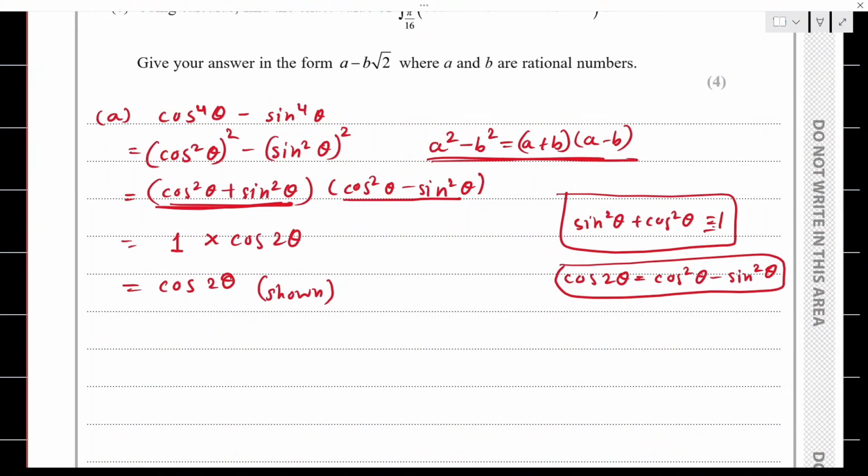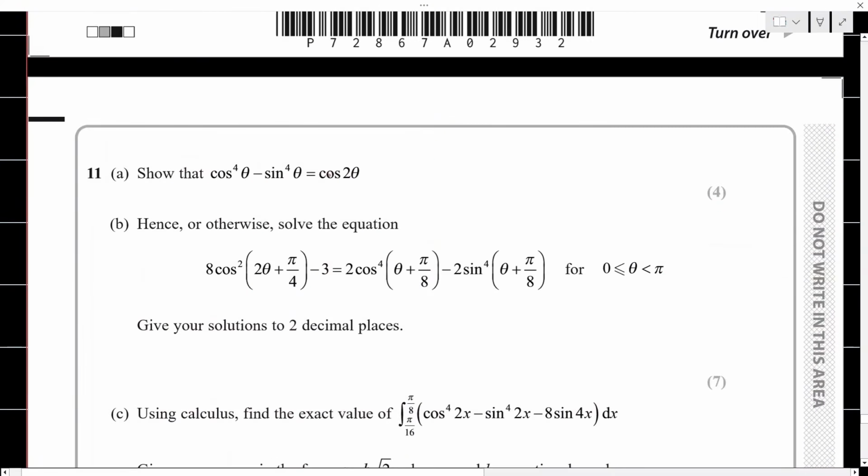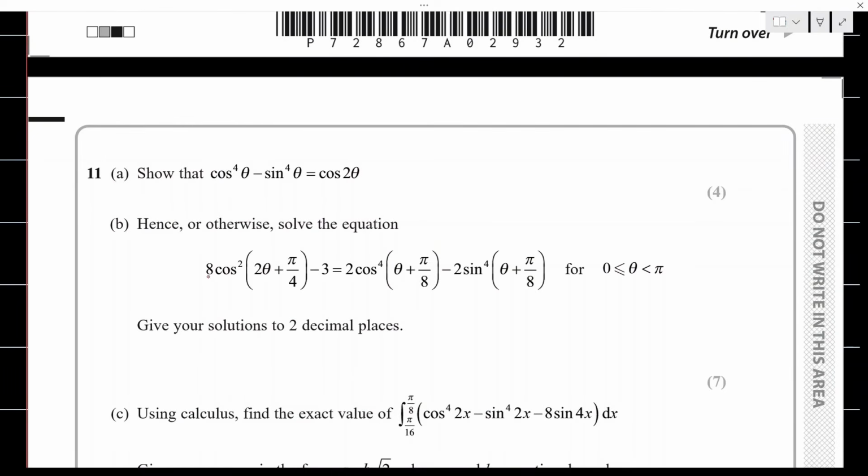So this completes our part A, and we can now see part B. In part B, we have to use part A, or otherwise we have to solve the equation 8 cos square 2 theta plus pi by 4 minus 3 equals 2 cos to the power of 4 theta plus pi by 8 minus 2 sin to the power of 4 theta plus pi by 8.